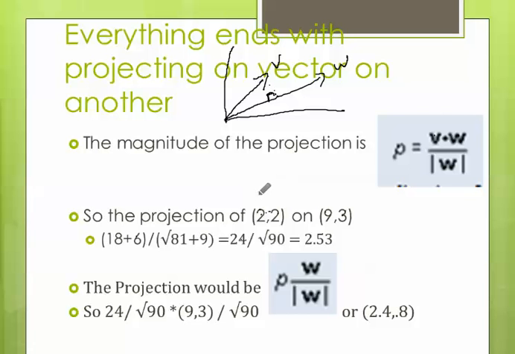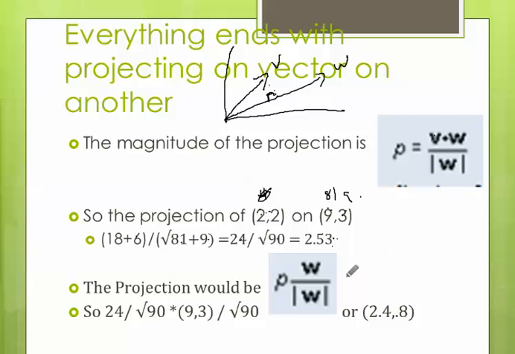2 squared is 4, and 9 squared is 81. And so I didn't need that point right there. 9 squared is 81 plus 9 is going to give me 90. So I got the square root of 90 here. So 24 divided by the square root of 90 is 2.53. My magnitude of my projection is going to be 2.53.